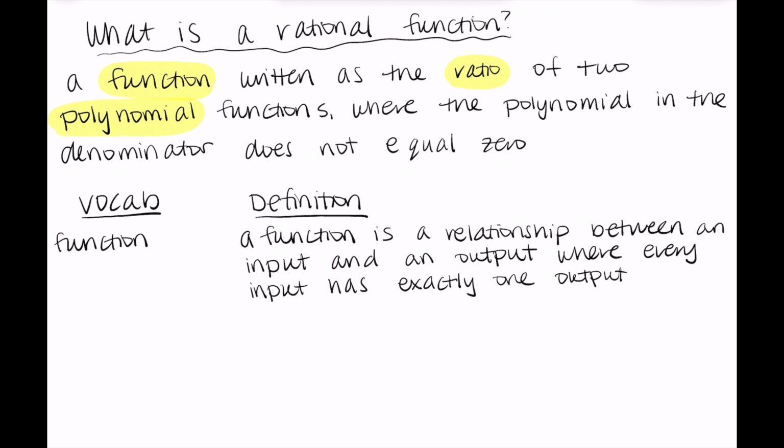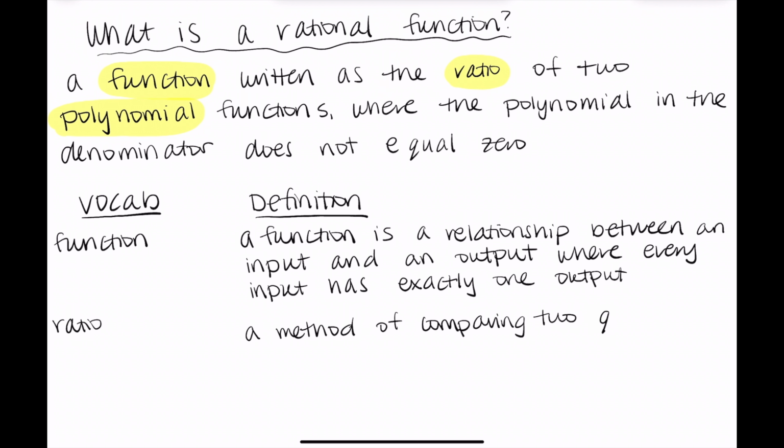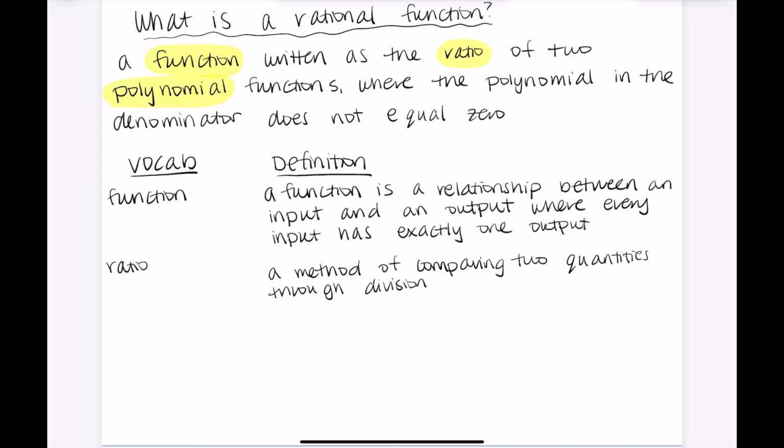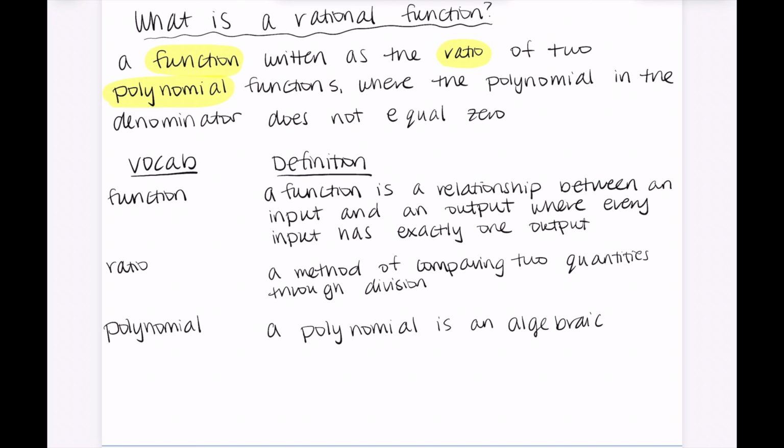But for now, this is our definition for function, and we will move on to our next vocabulary term, which is ratio. So a ratio is a method of comparing two different quantities with division. So we have defined 2 out of our 3 vocab words so far. I'll zoom out a little bit so we can define our last term, and this term is very, very important for rational functions, and that is, what is a polynomial? So a polynomial is an algebraic expression with 2 or more terms.